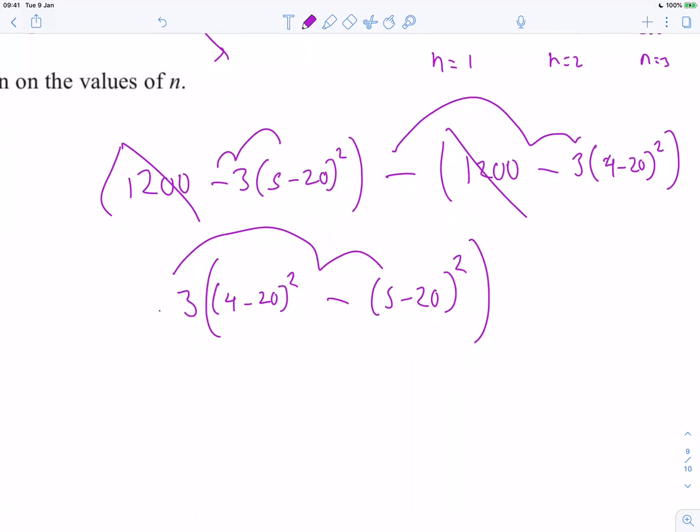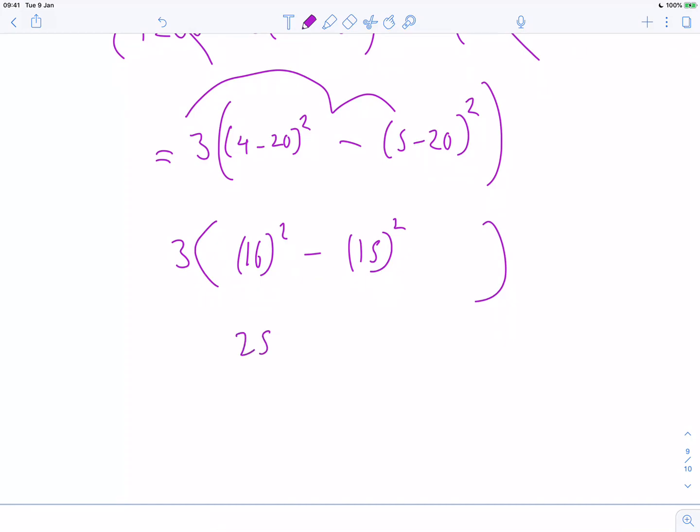So now we've actually got 3 lots of 4 minus 20 is 16 squared, minus 5 lots of 20 is 15 squared. 16 squared is 256, and 15 squared is 225. 256 minus 225 is 31. So it's 3 times 31, so it's 93 tons is the answer.